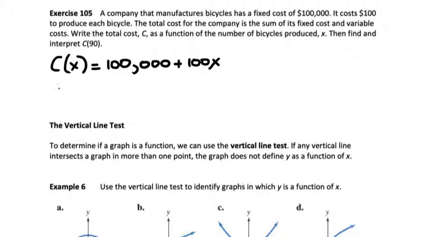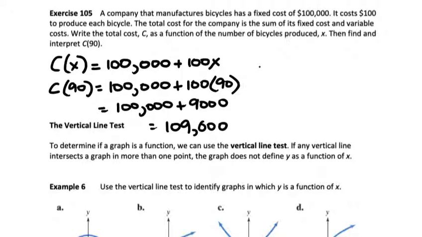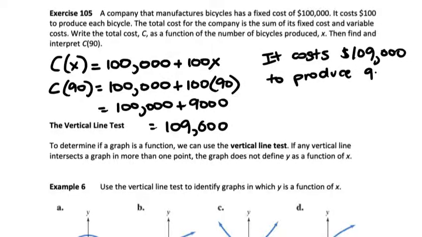The second part of the problem says to find and interpret C of 90. So remember, when I have a number inside the parentheses, that means that it's a number that I'm plugging in. So I'm going to plug in 90 for x. So that's going to give me 100,000 plus 100 times 90. Then I would do the math here, 100,000 plus 100 times 90 is 9,000. So that's a total cost of $109,000. So for interpreting, this is the cost. 90 is the number of bicycles. So that means it costs $109,000 to produce 90 bicycles.